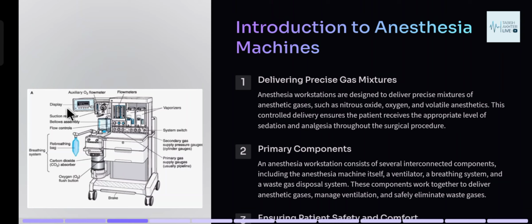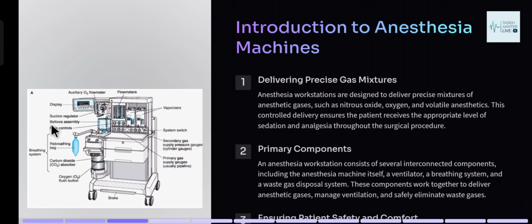5. Display. A screen or set of indicators that provide real-time information on various parameters, such as gas flow rates, pressure levels, and other vital system statuses. 6. Suction regulator. Controls the strength of the suction used to clear the patient's airway of fluids, blood, or secretions during surgery, ensuring a clear airway.